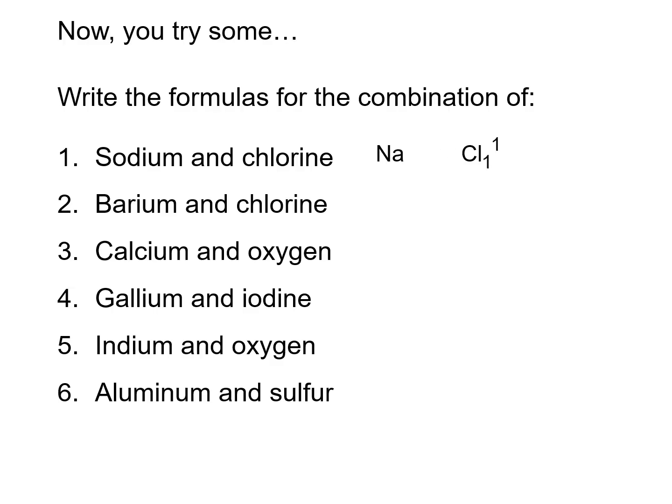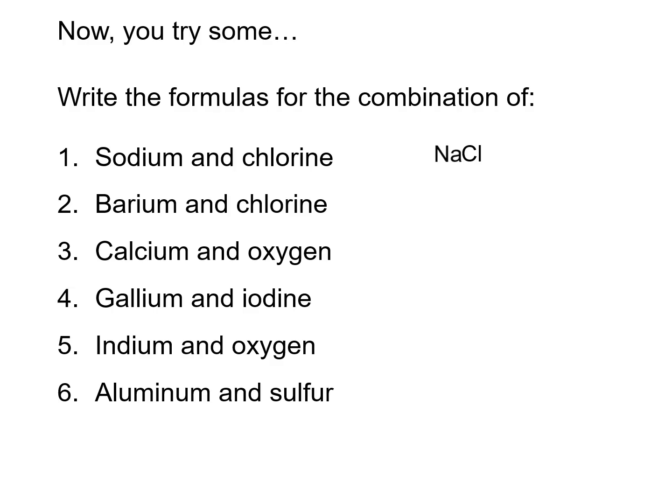And so this, in essence, what you end up doing is you end up doing a crisscross with the numbers. Now remember, we don't show 1s because that's redundant, so we throw them away. And now we just kind of shove the letters together. So the formula for the compound that you get when you combine sodium and chlorine is NaCl, sodium chloride.